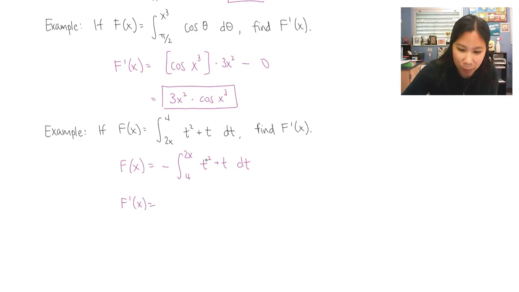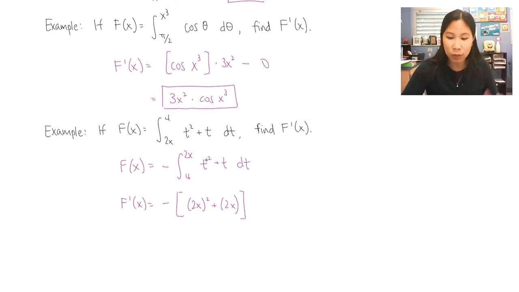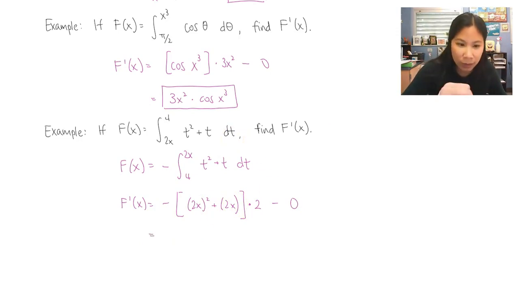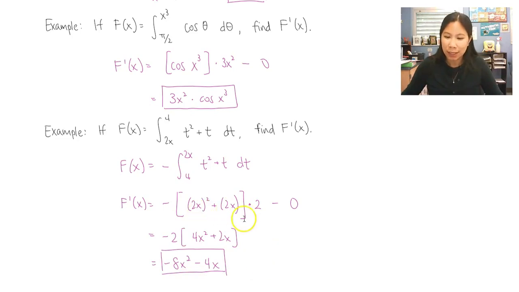So f prime of x is going to be negative, and then our function, instead of t squared plus t, it'll just be us plugging in the 2x instead of t. So it'll be 2x squared plus 2x. And then because it's 2x and not just x, we'd also need to multiply by its derivative. So the derivative of 2x is 2. And then we would subtract that from plugging in the 4, but then the derivative of 4 is just 0. So we end up with subtracting by 0. So simplifying this out, we end up with negative 8x squared minus 4x, because I move the 2 back to the front, so that it'd be negative 2 times 4x squared plus 2x, and then distributing. All right, couple more examples.